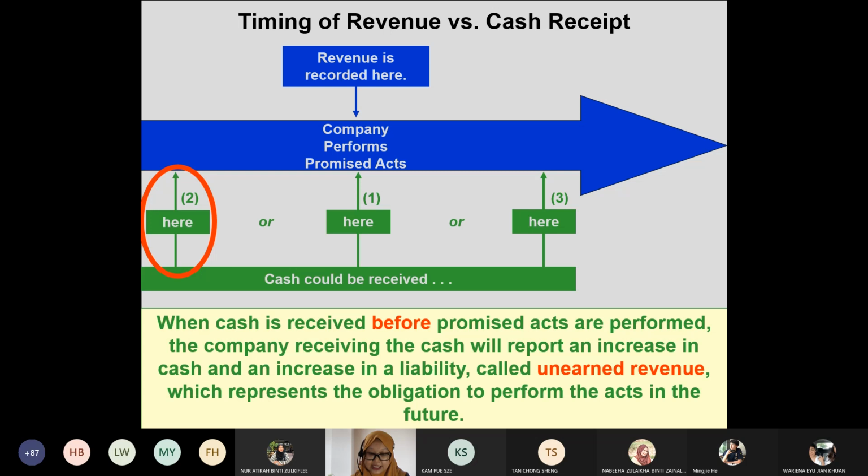Okay, so in this case, because the cash is received earlier, the company will report an increase in cash. Okay, and because the performance has not been done yet, that will increase a liability. Okay, a liability here means that the company has an obligation to provide the services in the future. Okay, this is what we call unearned revenue.